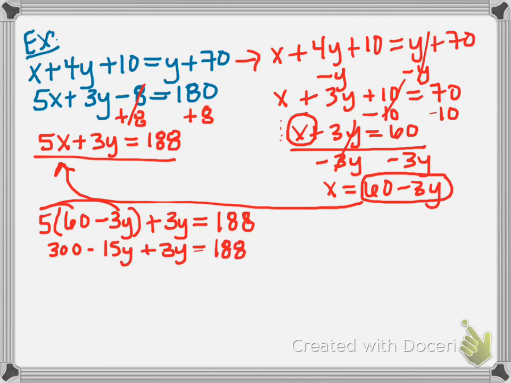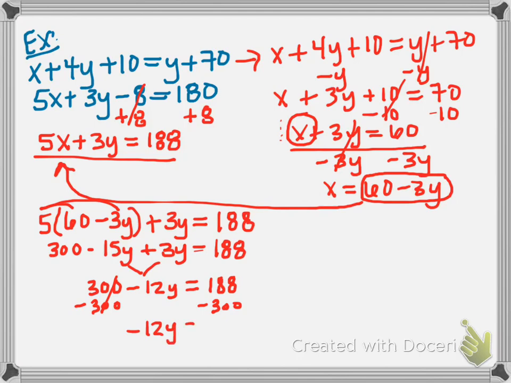To solve this, we're going to put our y's together. Negative 15y plus 3y is negative 12y. So we have 300 minus 12y equals 188. All my y's are together, so we're going to move our constants to the other side. We'll move this 300 over by subtracting it from both sides.